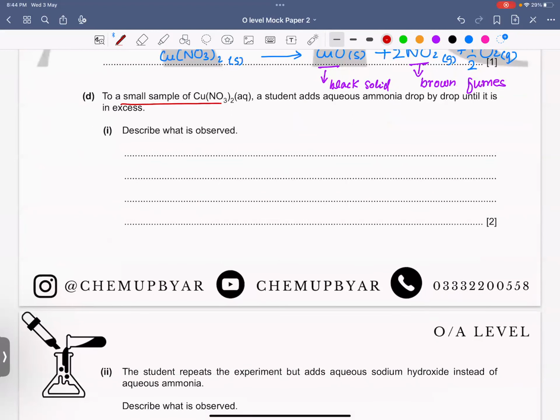To a small sample of copper nitrate, a student adds aqueous ammonia drop by drop until it is in excess. See, that is the test for a cation that the table is going to provide you in paper 4. But for paper 2, you have to remember those steps. Whenever there is a copper ion in an aqueous solution and we are adding ammonia drop by drop, light blue precipitates are formed, and when we add the ammonia in excess, this light blue precipitate dissolves and a dark blue solution forms.